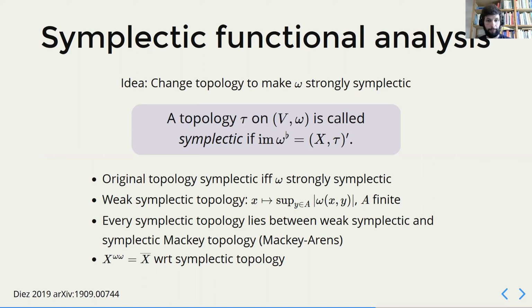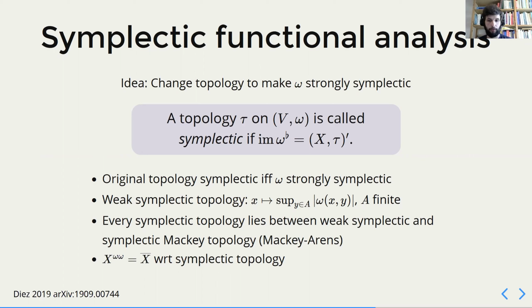And there are different types of symplectic topologies. The easiest to describe is the so-called weak symplectic topology. This is given by the semi-norms, where you essentially take the supremum over finite subsets of the symplectic form paired with elements of a finite subset. And this gives the weak topology. And then there's a kind of maximum, the so-called Mackey topology in the symplectic world. And the statement by Mackey and Arens is that every symplectic topology lies between these two topologies.